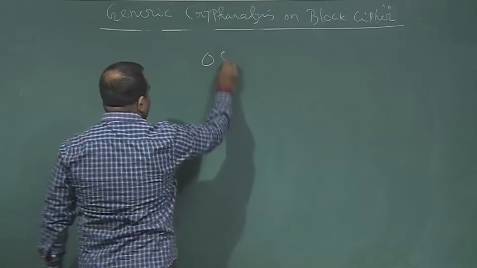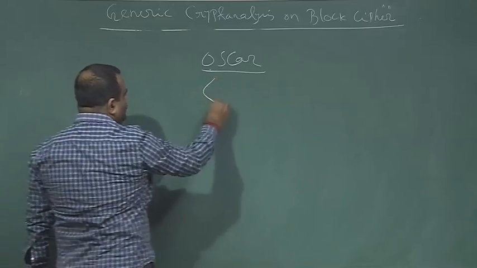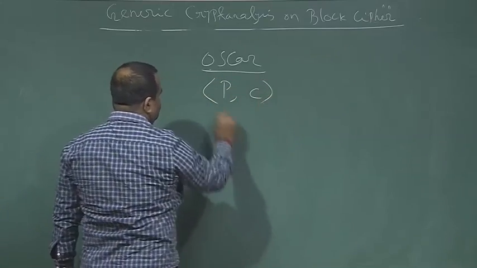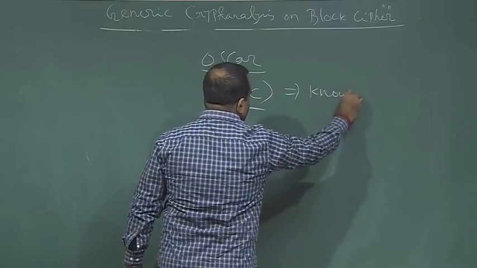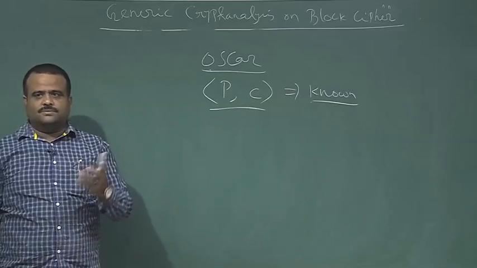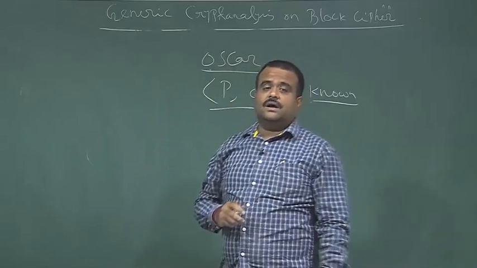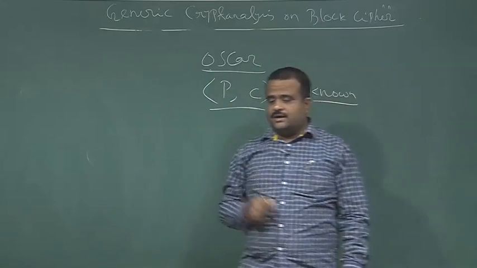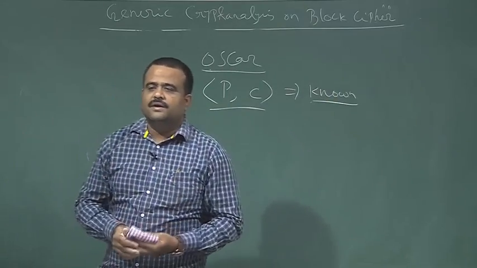Oscar is having P and C, this is known. So, this is a known plain text attack. Oscar is having a plain text and the corresponding ciphertext, but Oscar is not knowing the key. So, now the challenge of Oscar is to get the key. If once Oscar gets the key, Oscar can get the new message.